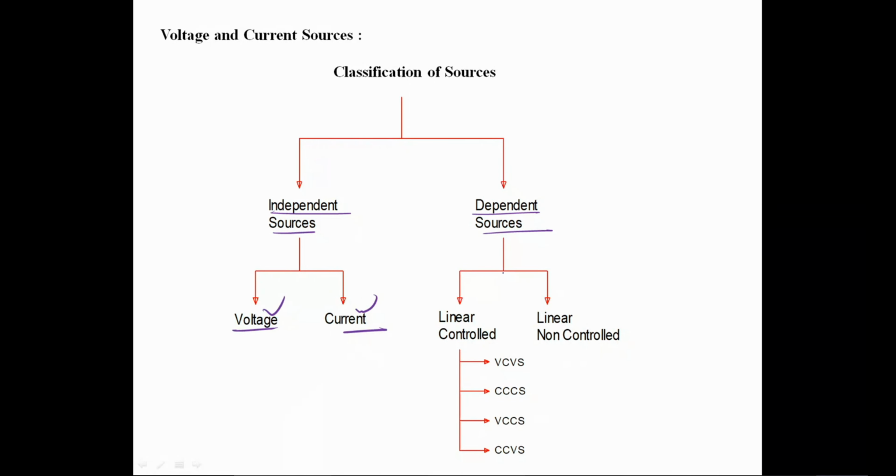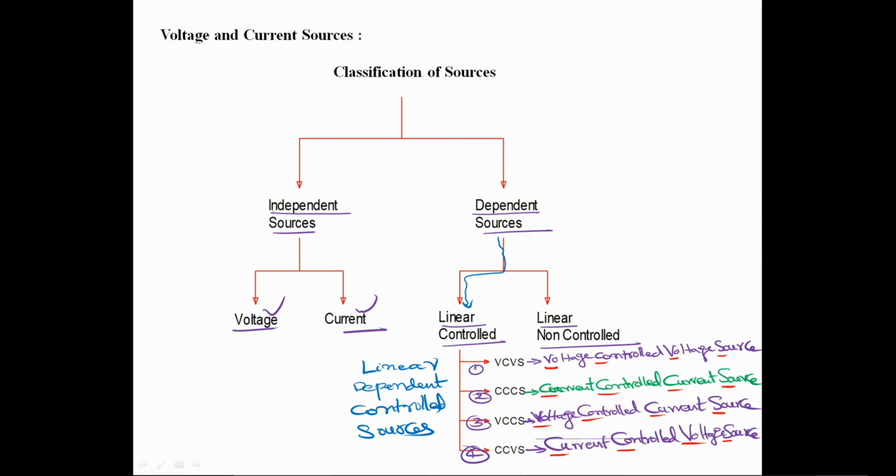Whereas your dependent sources have been classified into two categories. One is linear controlled sources, linear non-controlled sources. Right. Now, once again, linear controlled sources have been classified into four categories like this: 1, 2, 3, and 4 categories. Voltage controlled voltage source, current controlled current source, voltage controlled current source, current controlled voltage source: VCVS, CCCS, VCCS, CCVS. So like this.